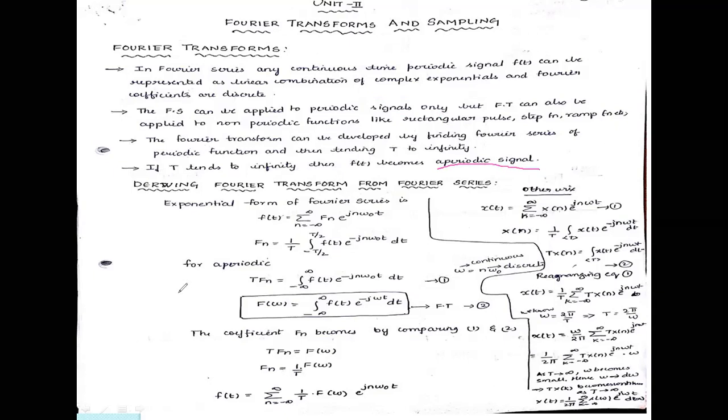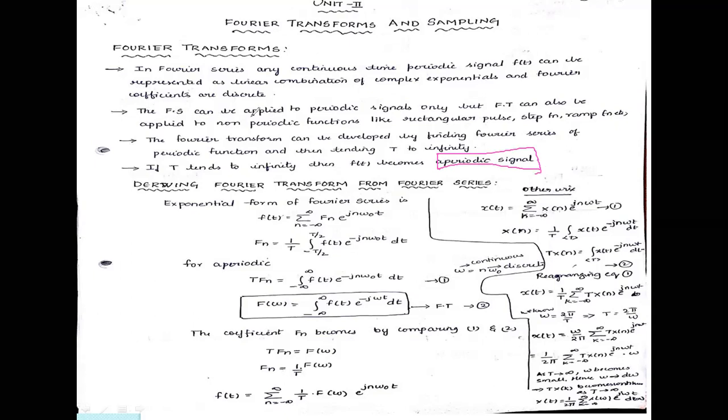Periodic signals are always within limits such as 0 to pi, 0 to 2 pi, 0 to 0.5 or 0 to 1. With this period, if the signal is repeated, we call it a periodic signal. But if that time period tends to infinity, then that f of t becomes an aperiodic signal, also called a non-periodic signal.